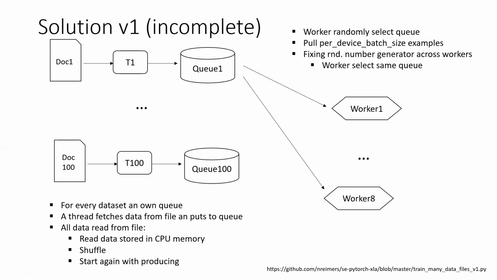What we want, as mentioned on the global batch size, is to have all the data from the same data set. So we do not want 64 examples from Stack Overflow, but 512 examples from Stack Overflow. What you can do is fix the random number generator. You initialize every worker with the same random number generator, and then in every compute step, they will randomly select the same queue and get data from the same data source.